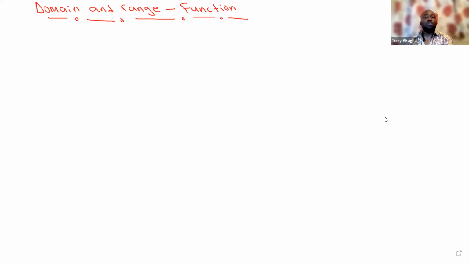Today we're going to go straight to domain and range. But before that, I want to remind us about functions, where I said that for an input, you go through the manipulation of a function, and it's going to give you the y. Does that make sense? I told you that the x is the input, the manipulation is the function, and y is the output.